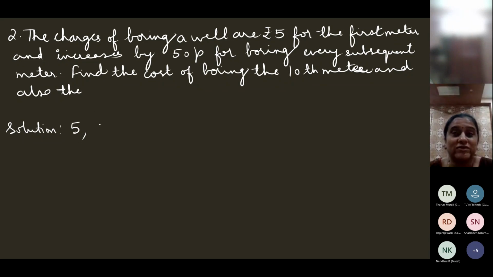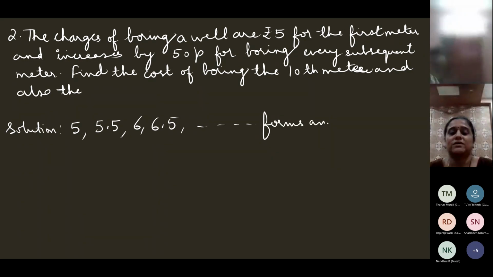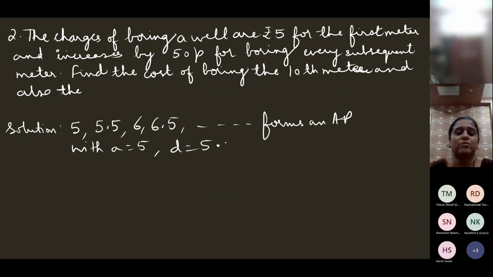5, 5.5, 6, 6.5. Very good. And so on. It forms an AP with A equal to 5 and D equal to 5.5 minus 5, which is 0.5.